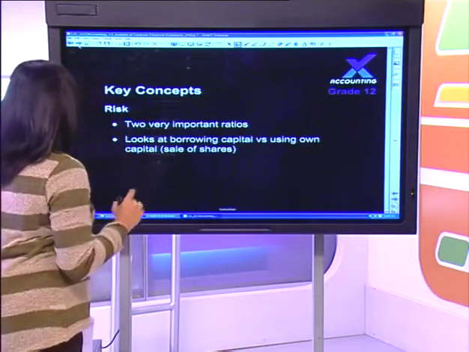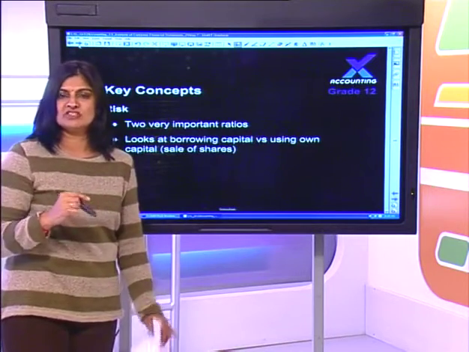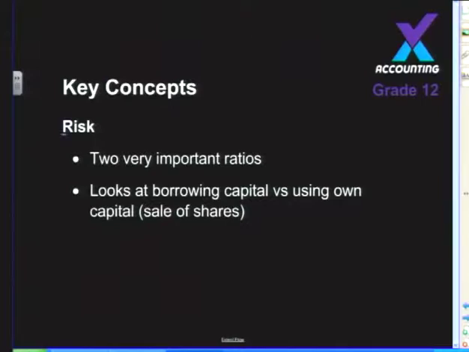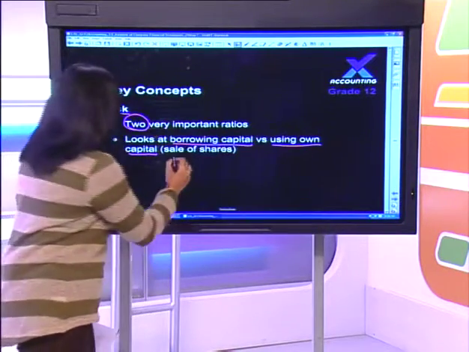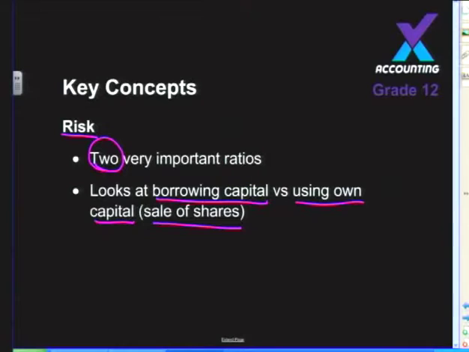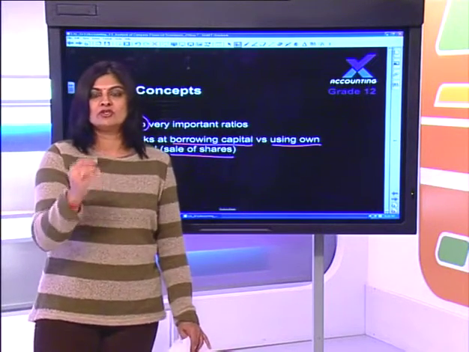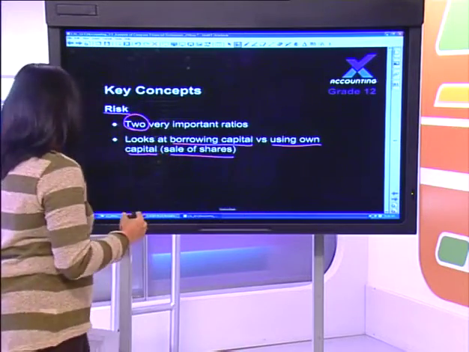Let's move on. The next set of ratios that I'm going to explain, also absolutely important, deals with risk. In this category, there are 2 very important ratios, and here we're going to look at borrowing capital, so taking out a loan, versus using own capital. Own capital, remember, when you deal with companies, is obtained by selling of shares. So here, risk means looking at whether the company should borrow additional capital or should use their own capital.